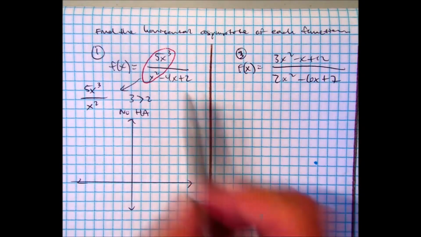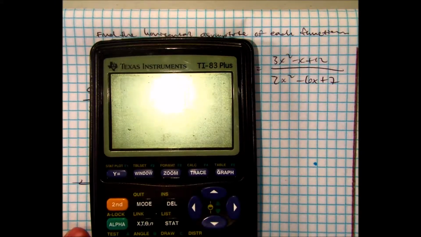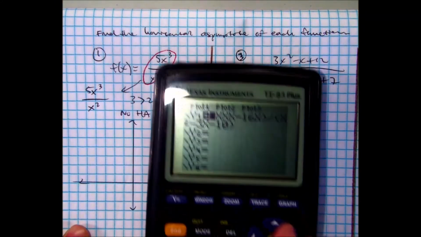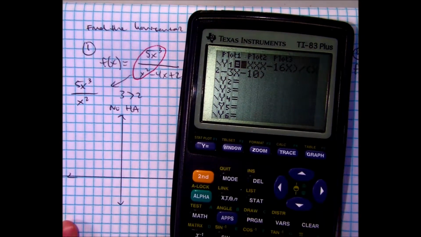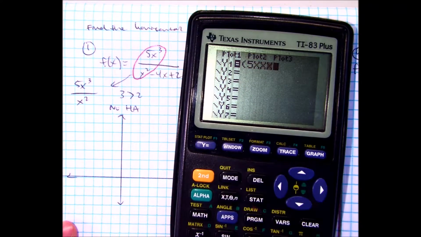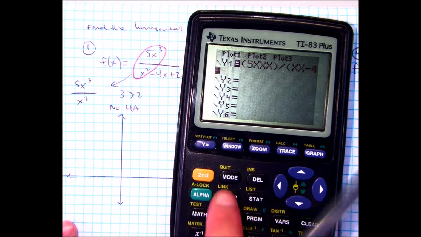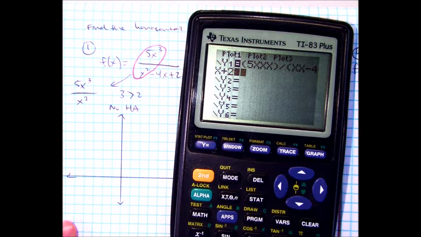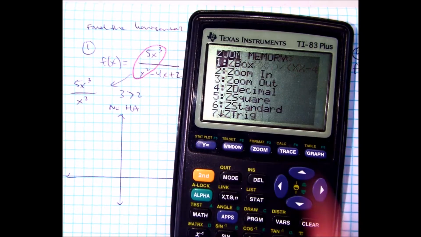So to review, when you have a fraction, this is called a rational function. So let's go ahead and graph this rational function. And remember, because it is a fraction, you should be starting with the parentheses. So parentheses 5x cubed divided by x squared minus 4x plus 2. And I'm going to press zoom 6.